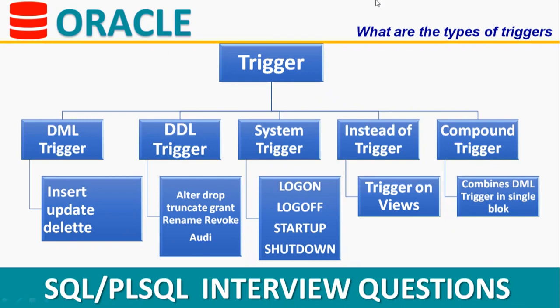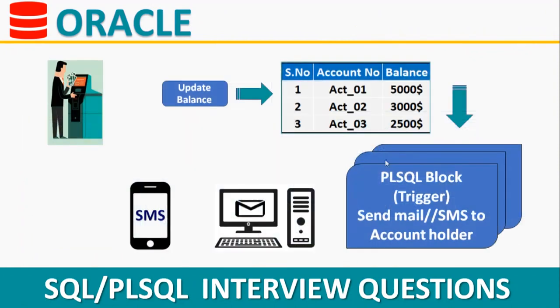While performing DMLs on a complex view, if you want to allow the DMLs, we use the INSTEAD OF view trigger. A compound trigger is the mixed case of all the triggers together. Then see here.